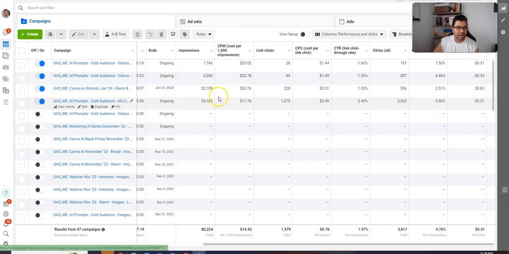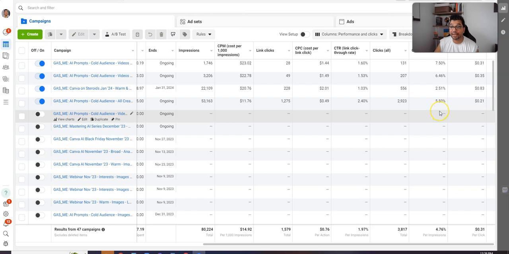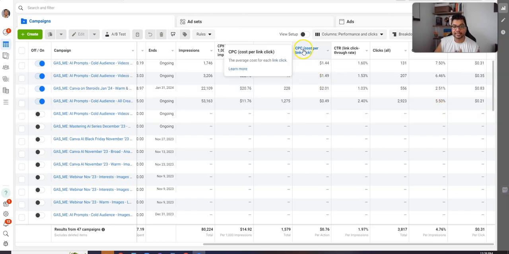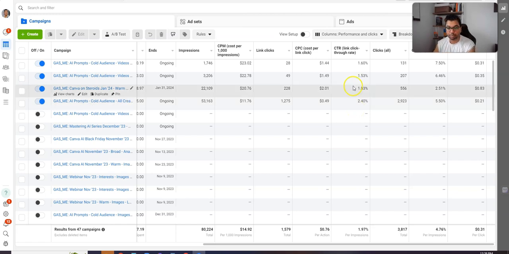This is an AI offer. AI is popular right now, so naturally it's going to be a well above average click-through rate here. The second thing is link click-through rate. We want this to be above 0.8%, ideally closer to 1%.